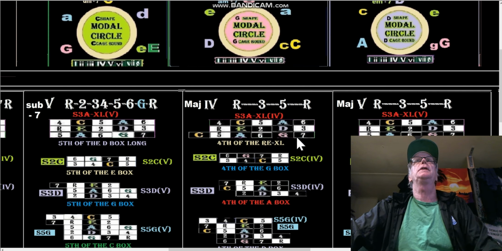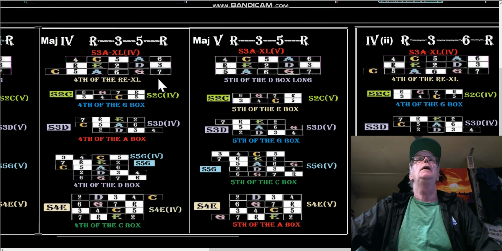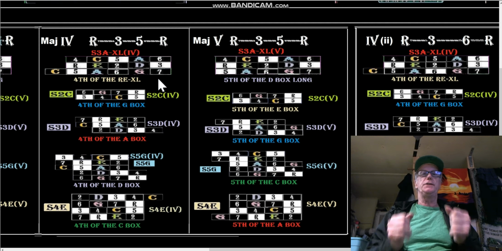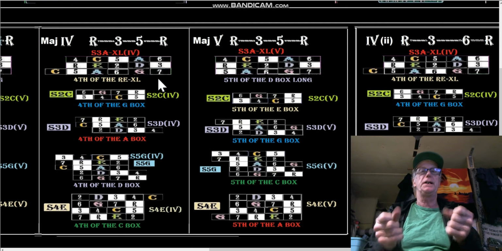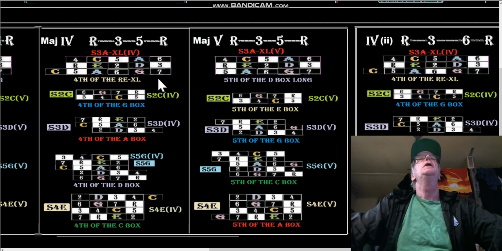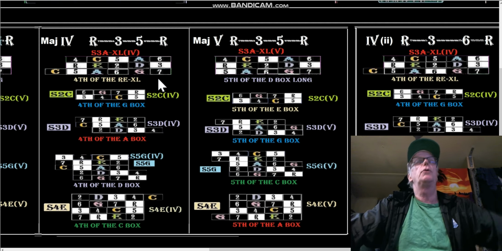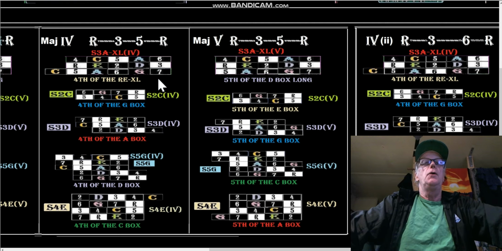Why are we doing substitutions at all? Because there's no point in substituting a scale if you're just going to go back to the original diatonic. You just play the diatonic from wherever it is. But it becomes most important for arpeggios when we go to the triads.